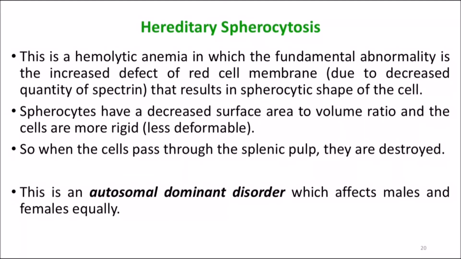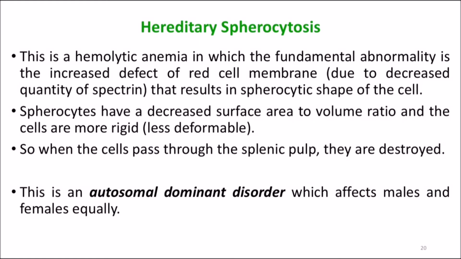The next condition is hereditary spherocytosis. This is a hemolytic anemia in which the fundamental abnormality is a defect of the red cell membrane. It is due to the decreased quantity of spectrin, which results in the spherocytic shape of the cell. The spherocytes have a decreased surface area to volume ratio, and the cells are more rigid. So when the cells pass through the splenic cords, they are destroyed.